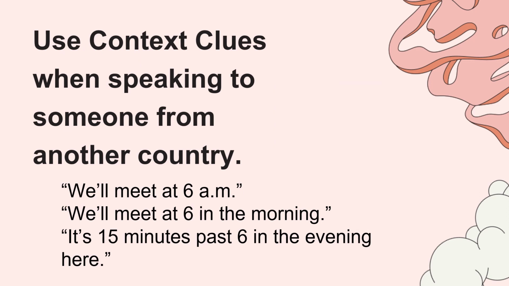If you're talking to someone from another country or making a future date, you should use morning, afternoon, evening as clues to the time. For example, we'll meet at 6 o'clock a.m. a.m. is a clue. Or we'll meet at 6 in the morning. In the morning is the clue. When talking to someone in a distant country on the phone, you might say, it's 15 minutes past 6 in the evening here.